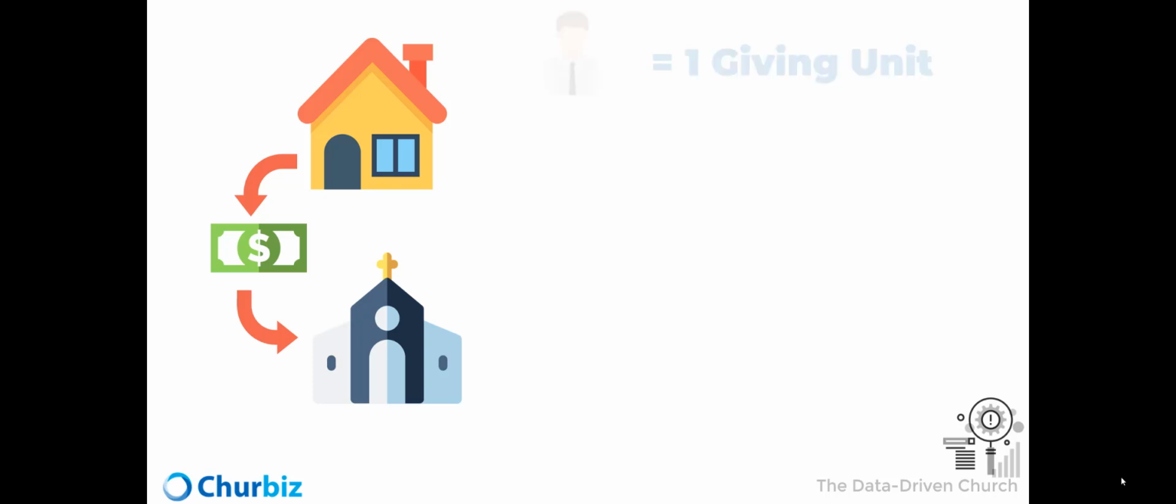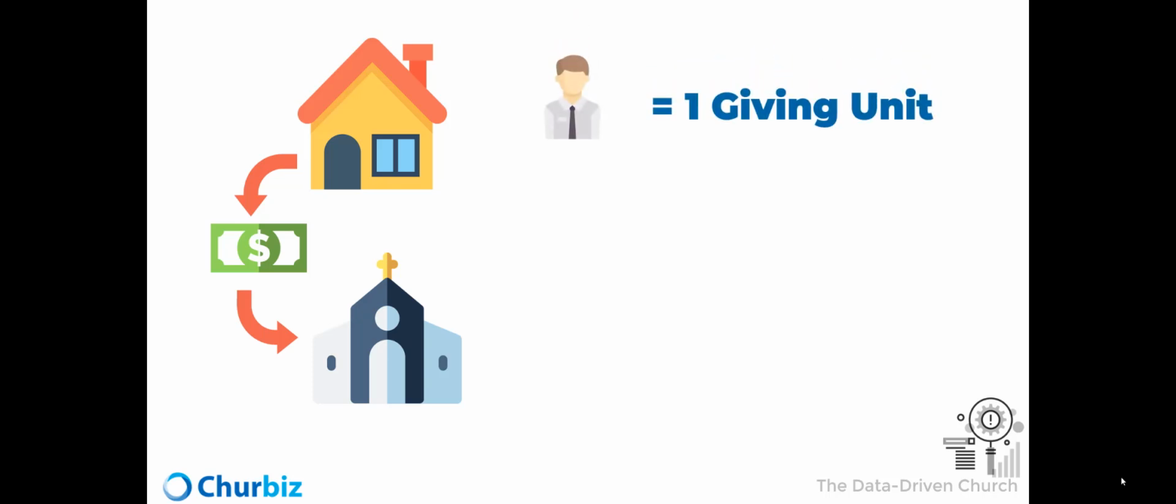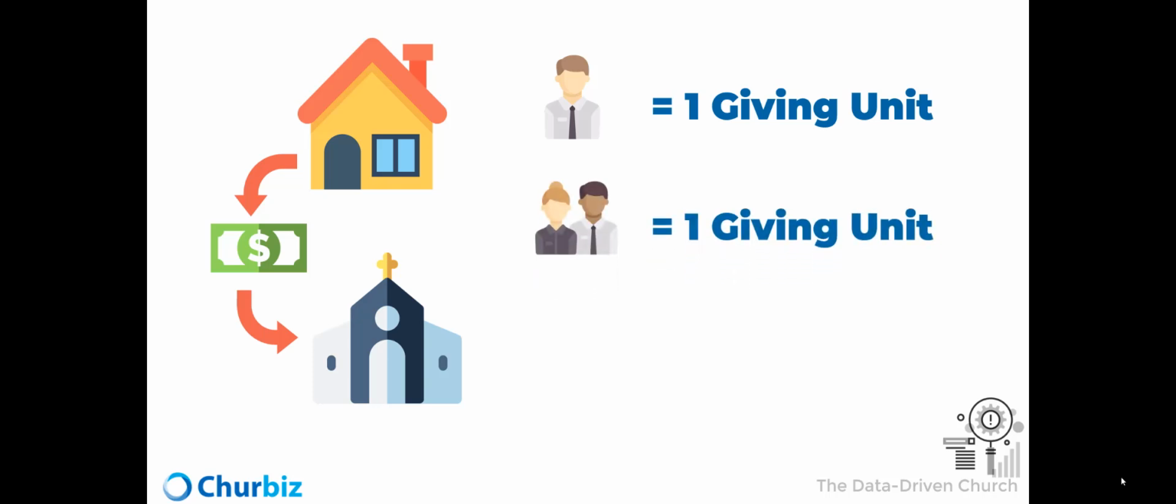Think of it like this. A giving unit is the amount of money that you regularly receive from a single household. If a single person gives every month, that's counted as one giving unit. If a husband and wife give collectively to the church each week, that's still counted as one giving unit. Even if they write 2 different checks, we still count it as one giving unit because it came from the same group of family members.